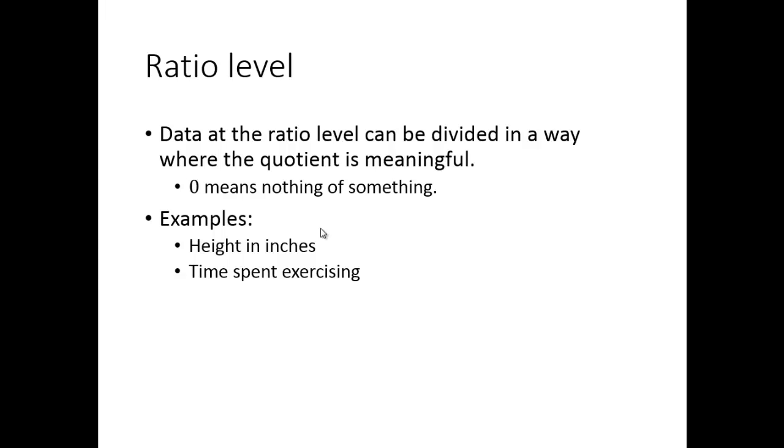Another example would be the time you spend exercising. So I might spend 20 minutes exercising, somebody else spends 60 minutes exercising. 60 divided by 20 would be 3. So that means they spent 3 times as much time exercising as me. So that quotient has some kind of meaning.